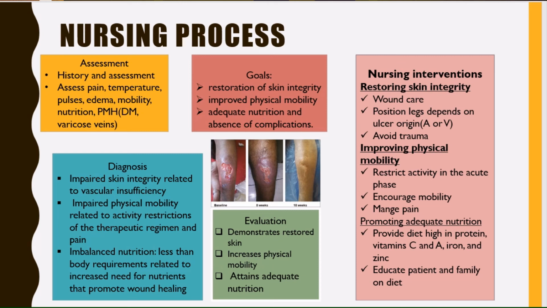So what are the interventions I can do? Restore the skin integrity, wound care, position the legs. Positioning the legs depends also on the origin, whether it is arterial, then you lower the leg, or venous, then you have to elevate. Avoid trauma to that extremity. Improve physical mobility, restrict activities in the acute phase, then encourage mobility and manage pain so they can walk. Promote adequate nutrition, provide high protein, vitamin C, A, iron and zinc. Educate patient and family on diet.